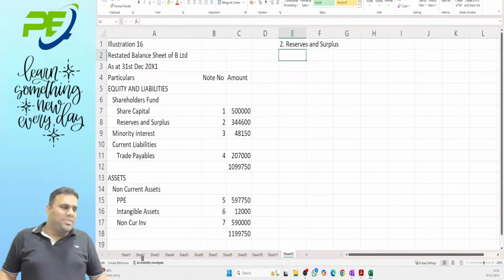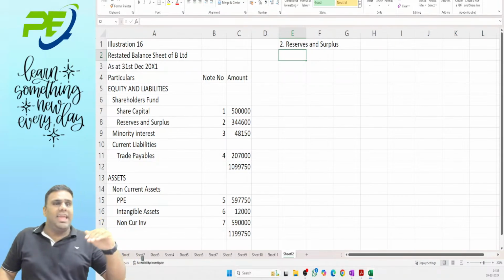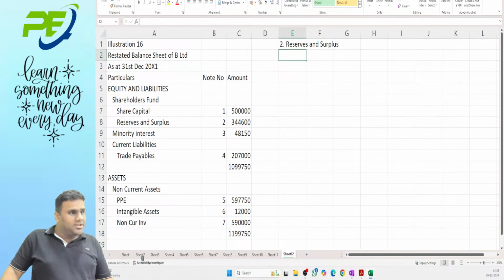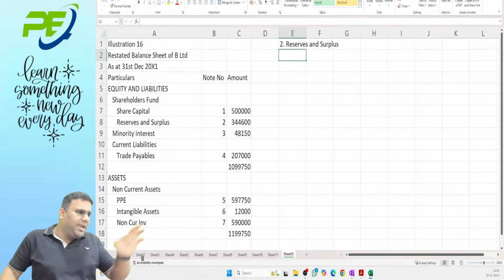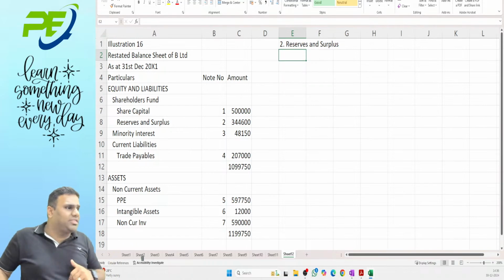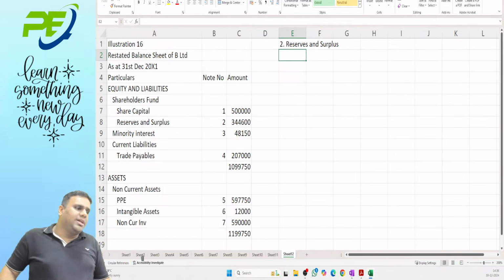So yes, everyone. Reserves and surplus, provision. In case you want to increase the provision, the journal entry is P&L to provision. But in this problem, are we required to increase or decrease? Decrease the provision. So the entry is provision to P&L.